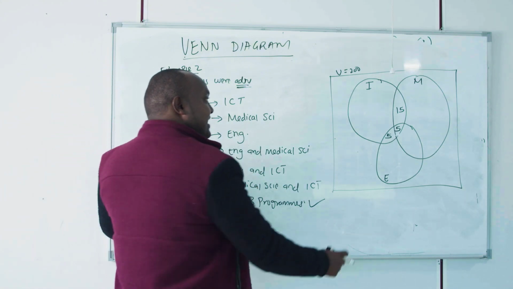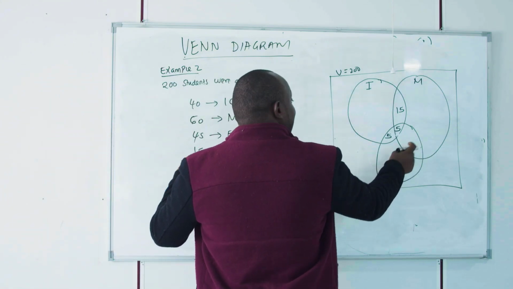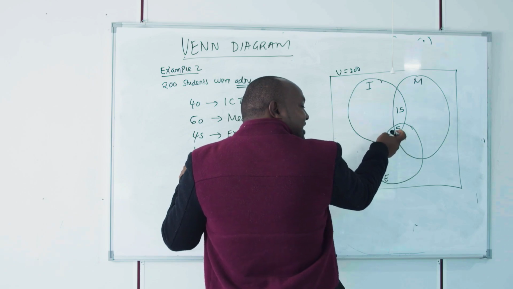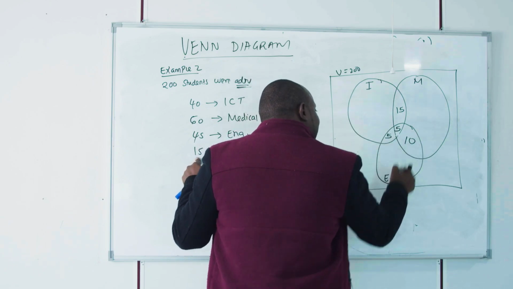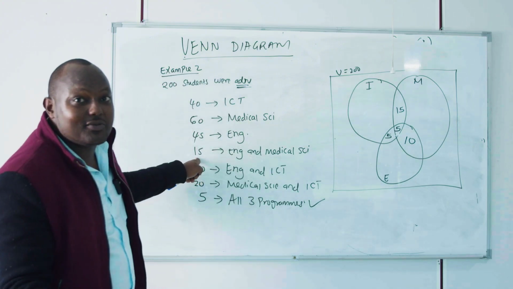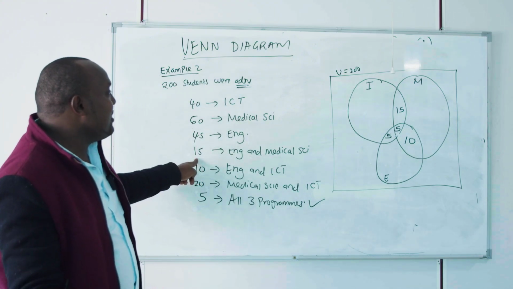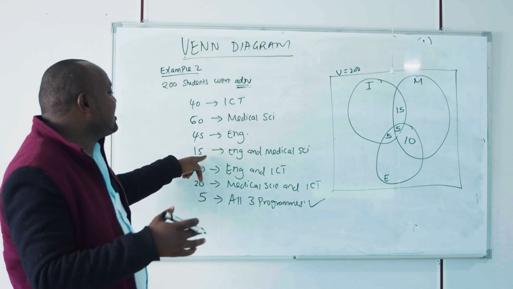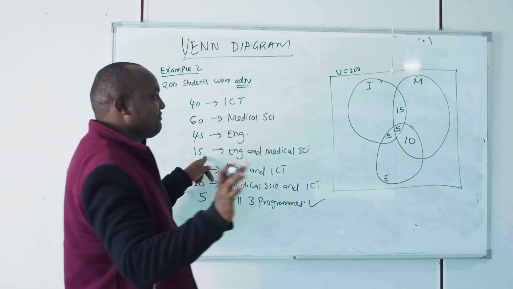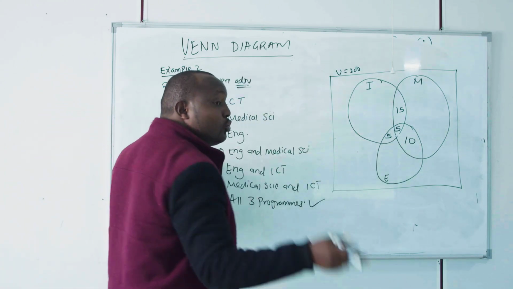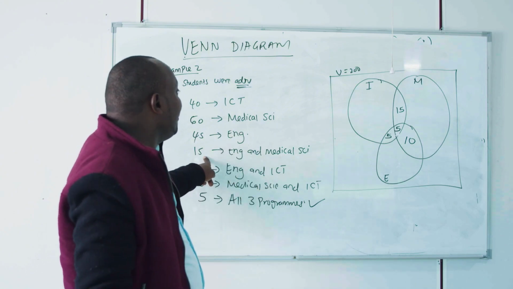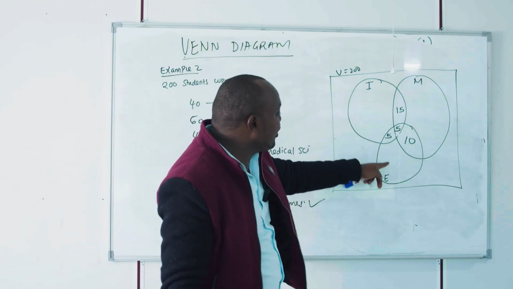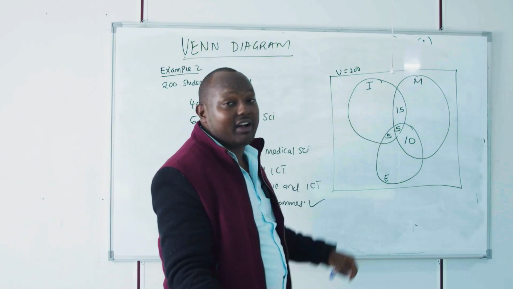you realize that engineering and medical sciences were 15, but 5 already had chosen even ICT, so you realize it will be 10. And this one simplifies our work easier because maybe they will ask you, those who chose engineering and medical science only, 10, 2 of them, they chose 2 programs only, engineering and medical. Those who chose ICT and engineering, both 2 programs, 5.